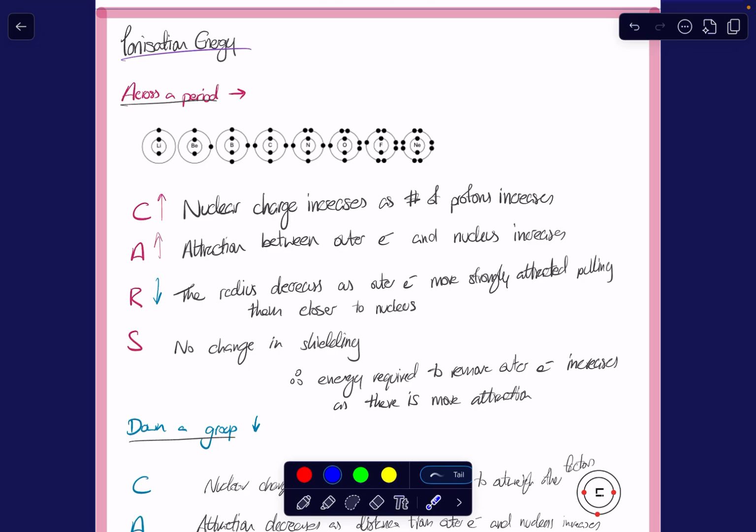So the nuclear charge increases as the number of protons increase. Therefore, the attraction from the outer electron to the proton increases. This decreases the radius as the electrons are now closer to the nucleus as they're being pulled more strongly. Therefore, the energy required to remove the outer electron increases as there is more attraction to the nucleus, or there is more attraction to the outer electron. This bit's the really important part. So it's harder for me to remove that outer electron. Let's have a look at another example.